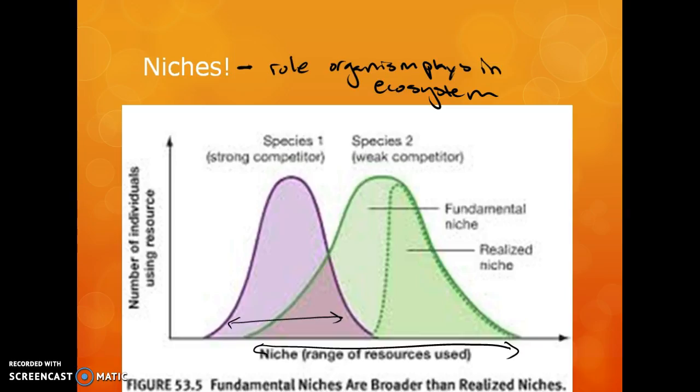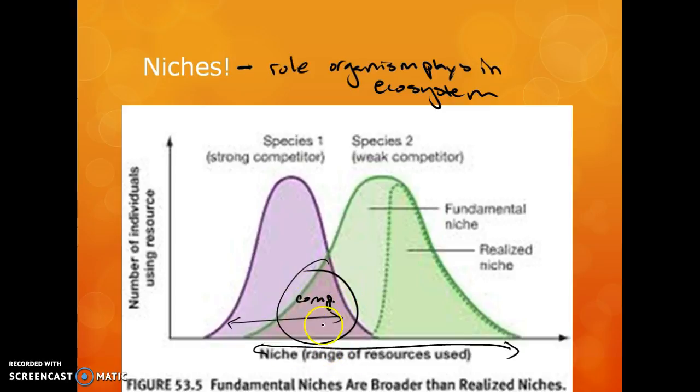Going back to the graph, we see here's species 1, who is a very strong competitor, and here's species 2, who's not so strong. He's a weak competitor. They have an area where their niche overlaps. This is where competition happens because they can utilize the same resources here.